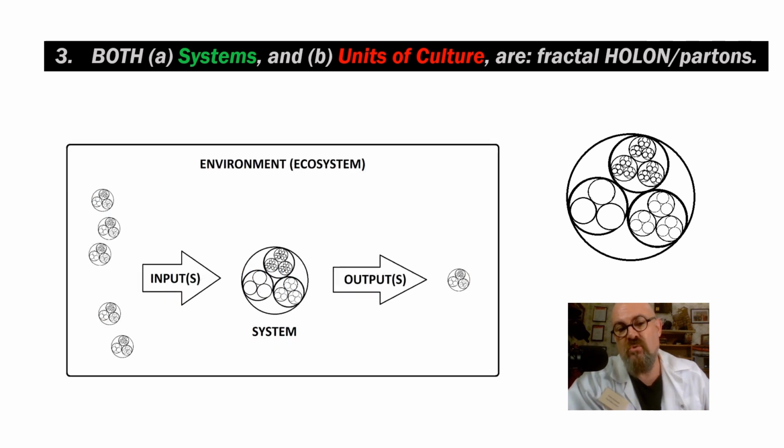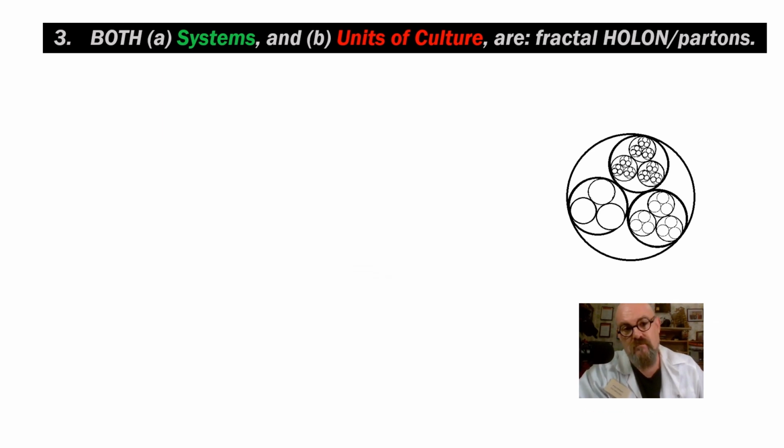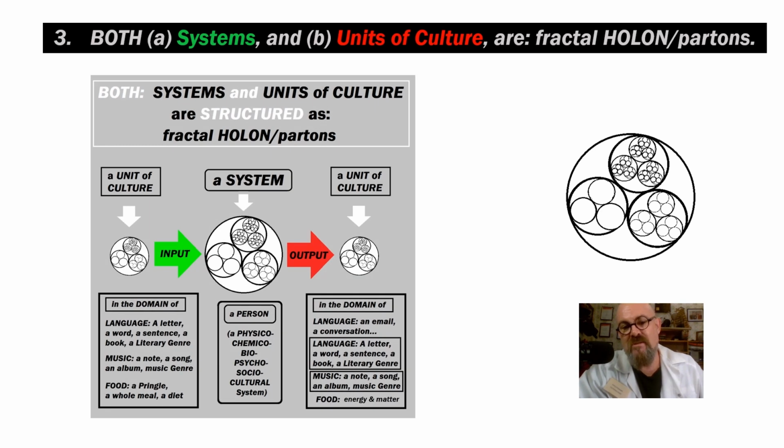We can change all the units to be fractal holon partons, because the inputs and the outputs, or the tools of a system, are also structured as fractal holon partons and function via the 3 laws. Both systems and units of culture are fractal holon partons is the take-home message. That led us to this diagram, where we have units of culture on the left as inputs, in the middle a system such as a person or a computer, and an output in the right-hand column, another unit of culture.